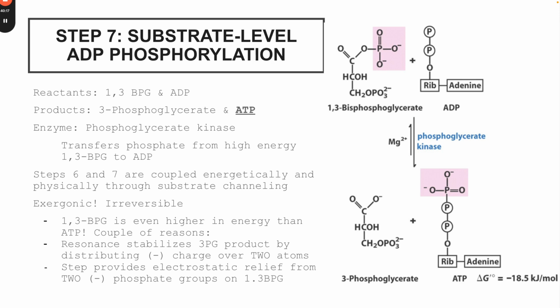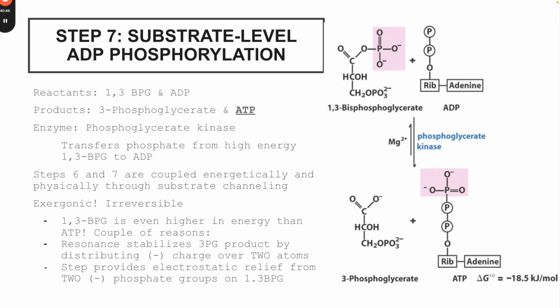And so, like I said, step 6 was a little unfavorable. Steps 6 and 7 are coupled energetically and physically through substrate channeling. So they're coupled energetically, which means that net delta G is negative, but also the enzymes are literally connected so that the products of step 6 go directly into the enzyme in step 7 so that this reaction proceeds.